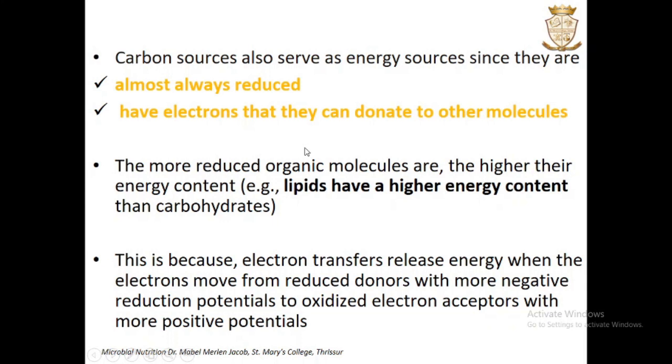This is because electron transfers release energy when the electrons move from reduced donors with more negative reduction potentials to oxidized electron acceptors with more positive potentials. So electron transfers from a reduced donor to an oxidized acceptor release energy. So the more reduced organic molecules are, the higher the energy content.